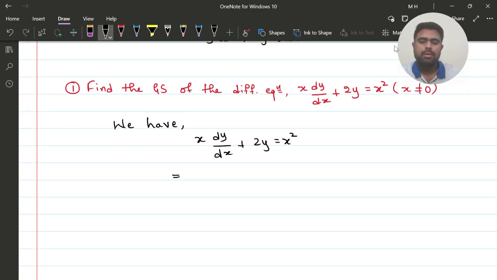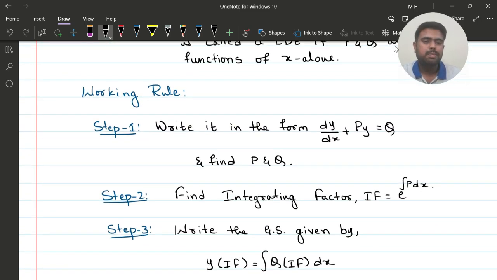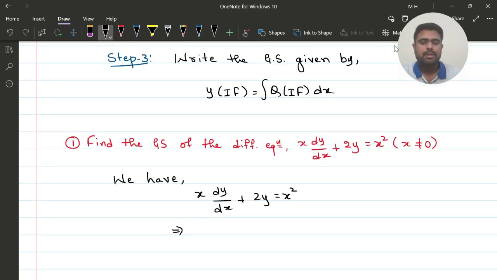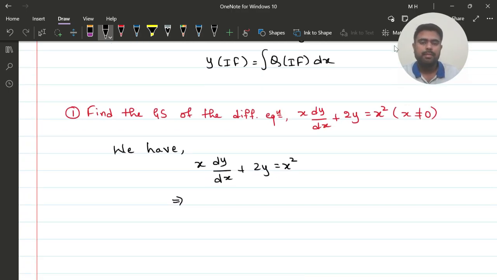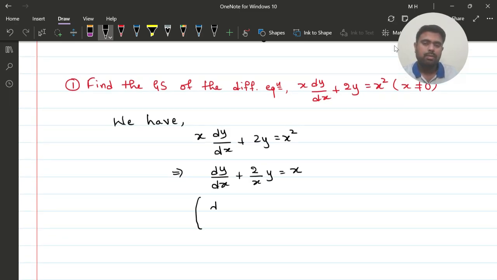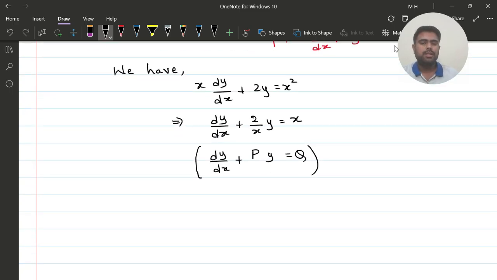What is the standard form? dy by dx plus py equal to q. With dy by dx, there should not be anything multiplied, but here x is multiplied, so I'll divide every term by x. What will I get? dy by dx plus, if I divide 2y by x, I will get 2 by x y, equal to x square by x, which is x. Now it is exactly in the form of dy by dx plus capital P y equal to capital Q. Comparing these two, we get capital P equal to 2 by x and capital Q equal to x. This is what we got.